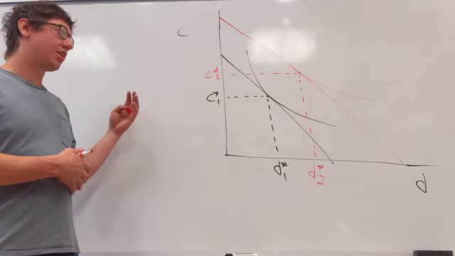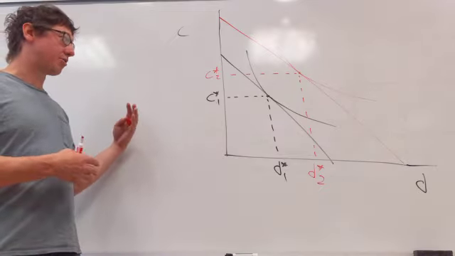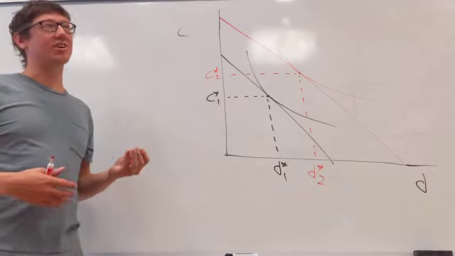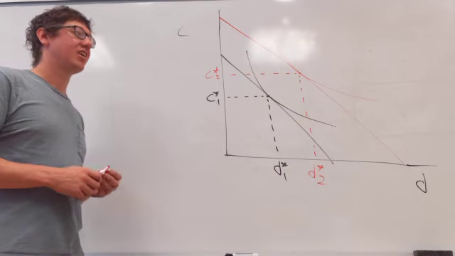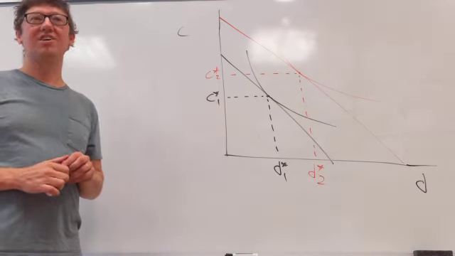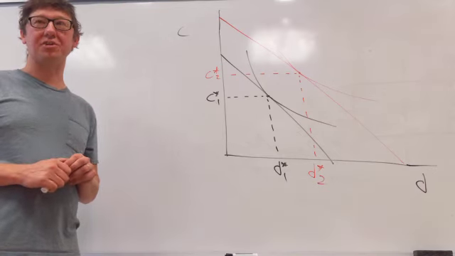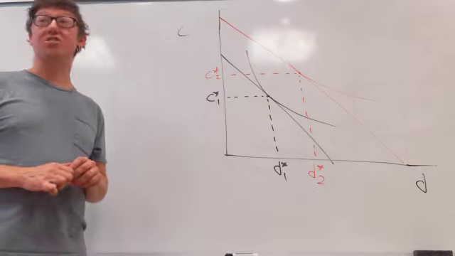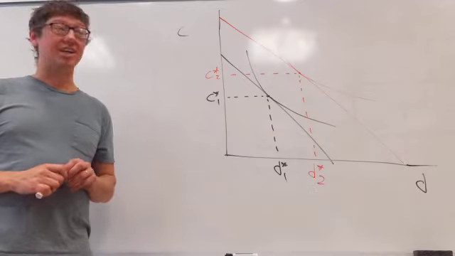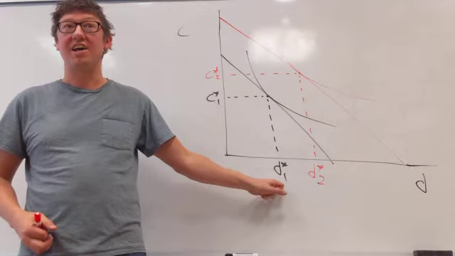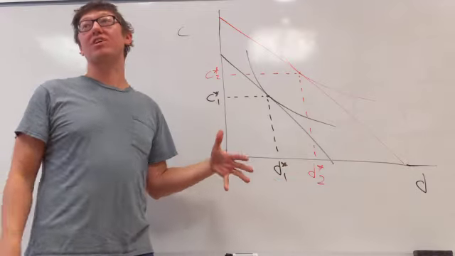As I've drawn it, can we say something about coffee and donuts? Is coffee a normal good? Yes, because when their income increased, they bought more of it. That's the definition of a normal good. Are donuts a normal good? Yes, because D star 2 is greater than D star 1. That need not be the case, of course.